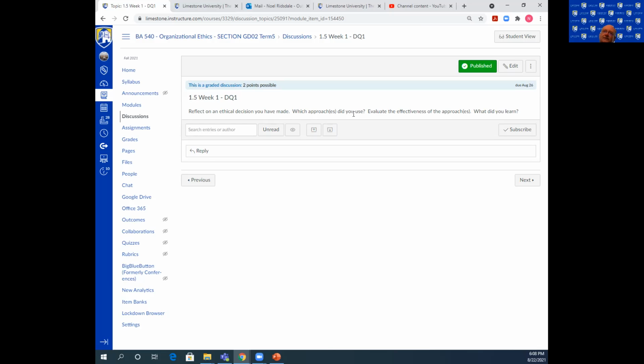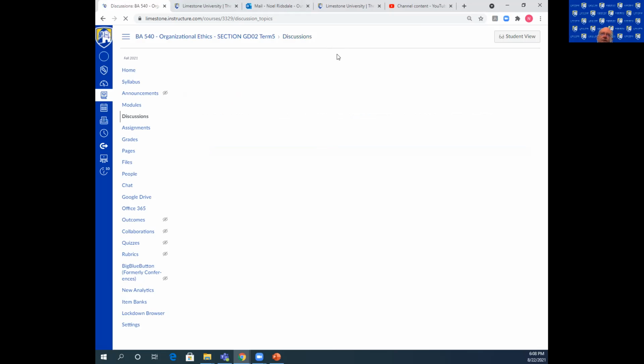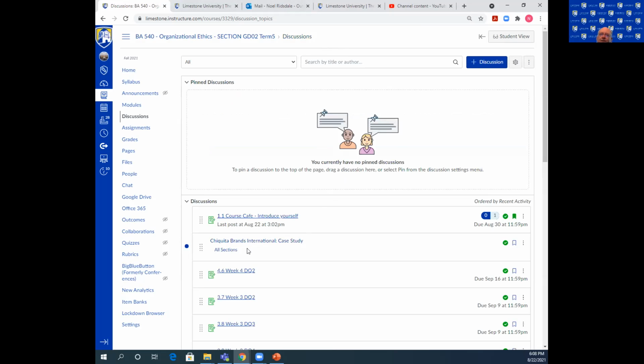Then talk yourself through what approaches you used. There are some approaches in chapter 3 that we're going to be talking about, so take a look at those inside the book and think about the approaches you used. Evaluate how effective they were in evaluating that decision, and what you learned about that. Then we're going to go into number 2.